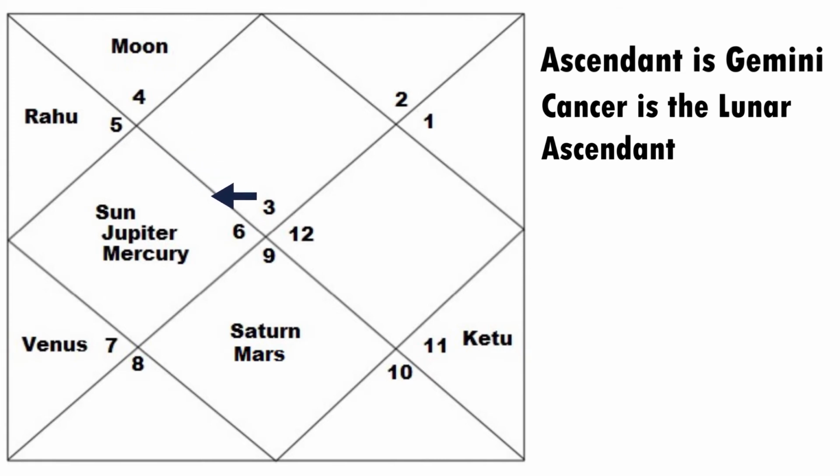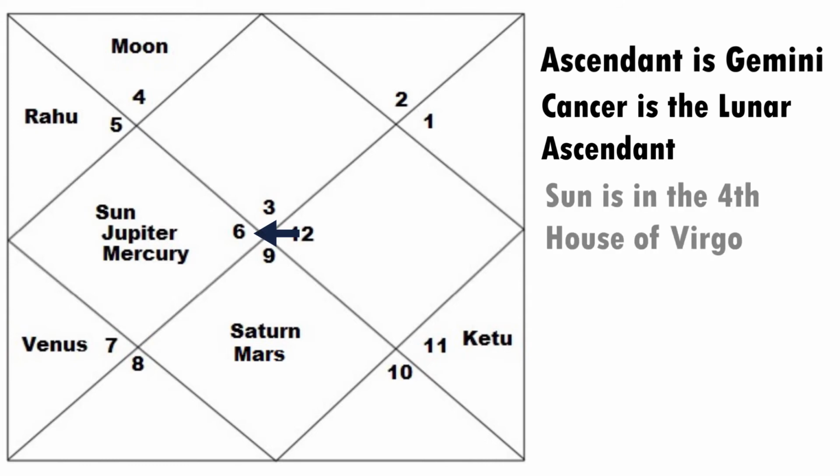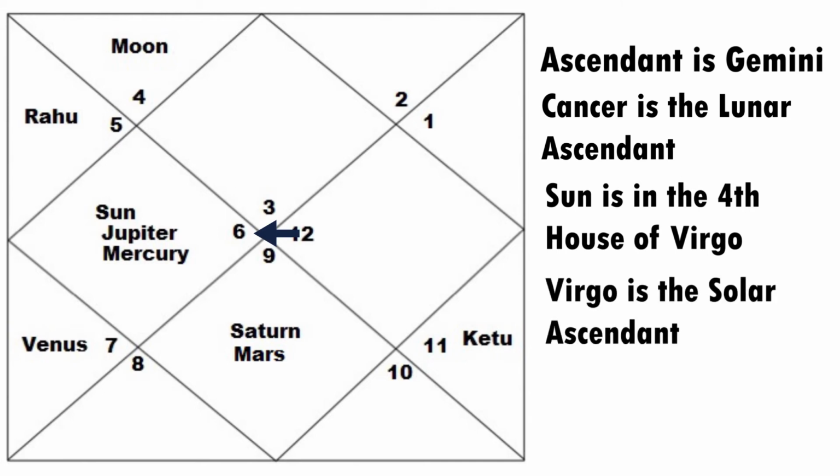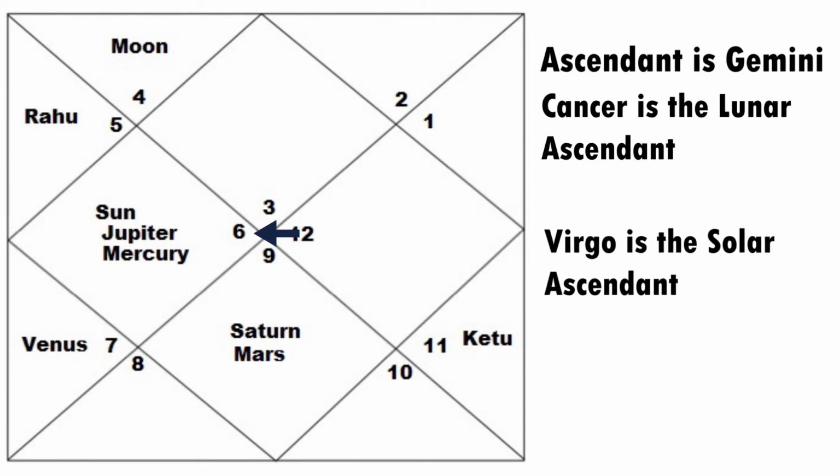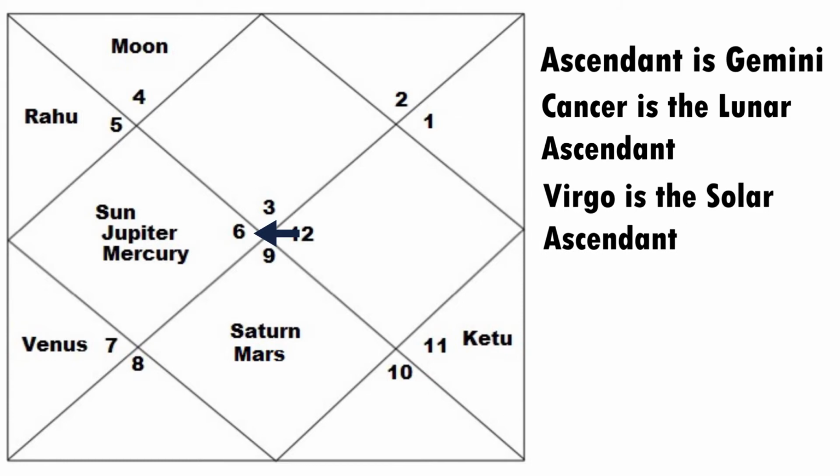Now I want you to have a look at the 4th house here, the one with the number 6 on it. The 6th zodiac sign is Virgo. So because the sun is in the 4th house of Virgo, we can say that Virgo is a solar ascendant here. So we can make the sun the first house in a solar birth chart. We essentially recreate the whole thing, make everything revolving around the sun.